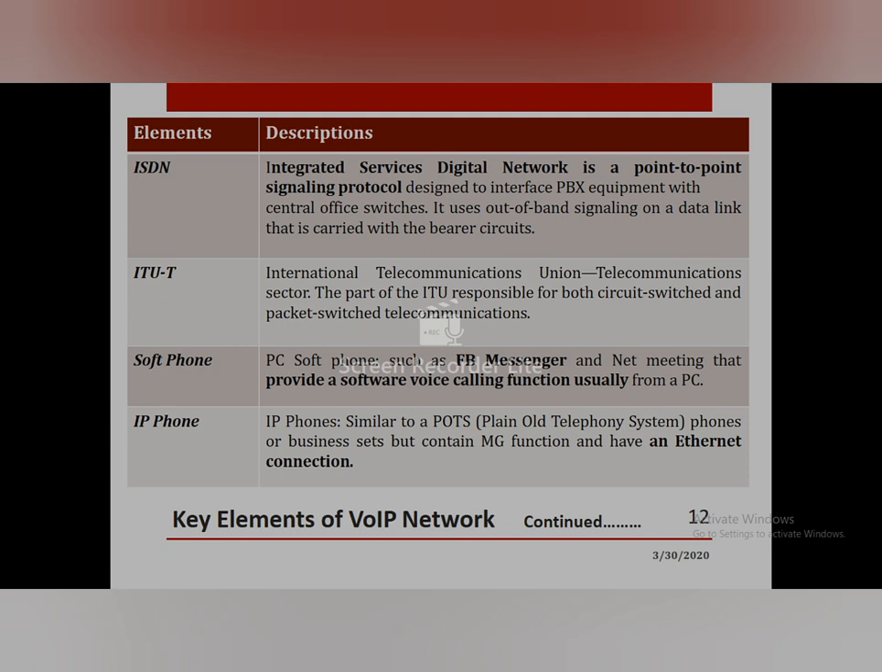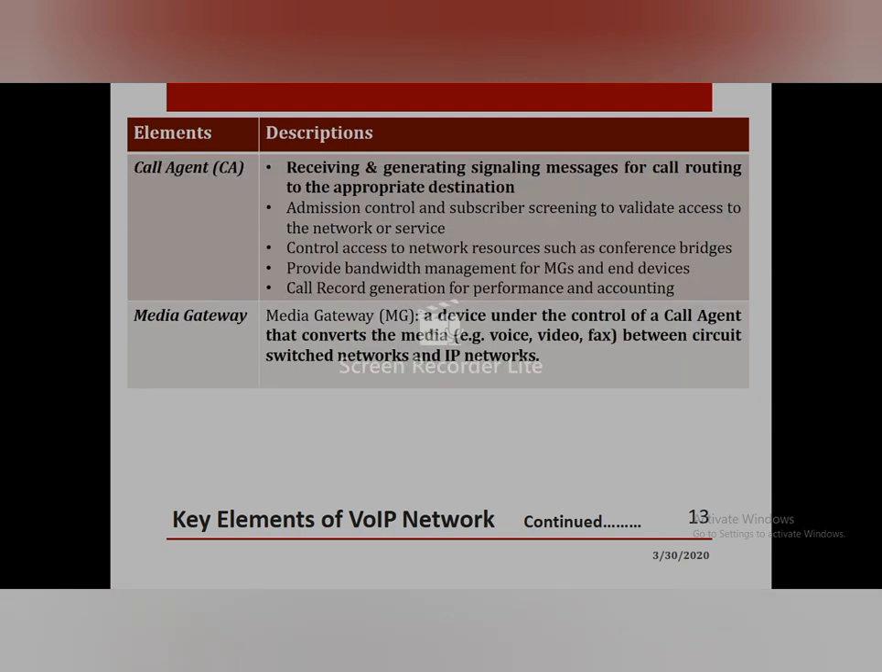A soft phone is a kind of phone that is software based, such as when we're using Facebook Messenger. But an IP phone is a normal telephone line, similar to our traditional telephone lines. A call agent, or CA, is responsible for receiving and generating signal processing messages for call routing to the appropriate destination. And a media gateway, or MG, is a device under the control of the call agent that converts the media. That means it converts voice to video, video to voice, or fax to voice, voice to fax between the circuit and packet switch networks.